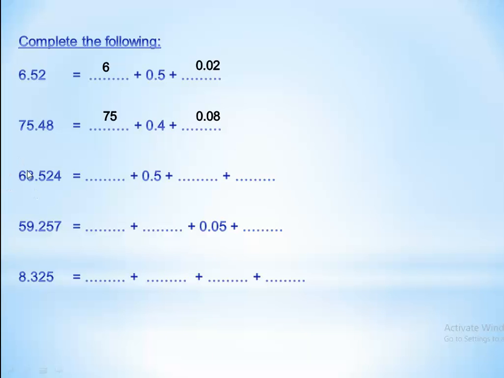Here the whole number is 63, and here 0.5 and 0.02 and 0.04. Here the whole number is 59, and 2 here is 2 tenths, so it will be 0.2 and 0.05 and 0.007. Here 8 as whole number, 0.3, 0.02, 0.005.